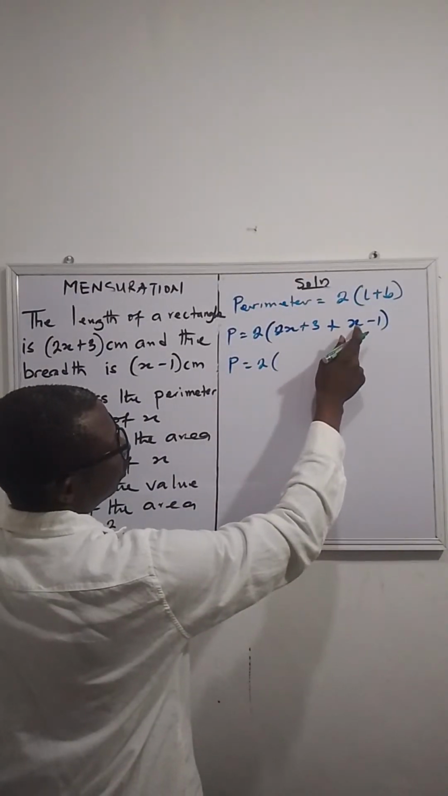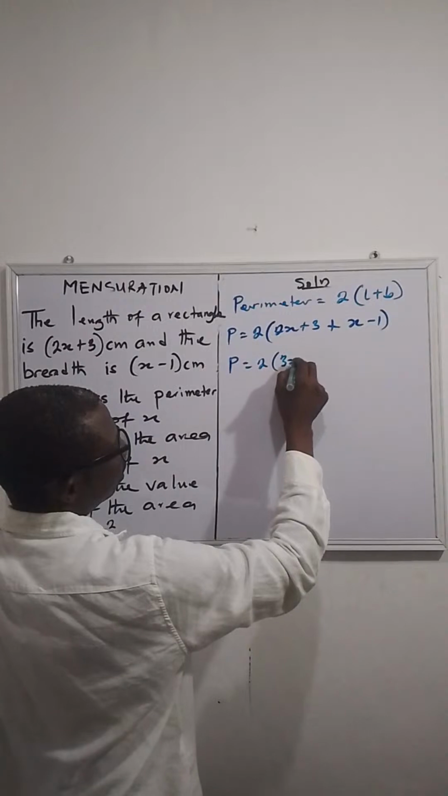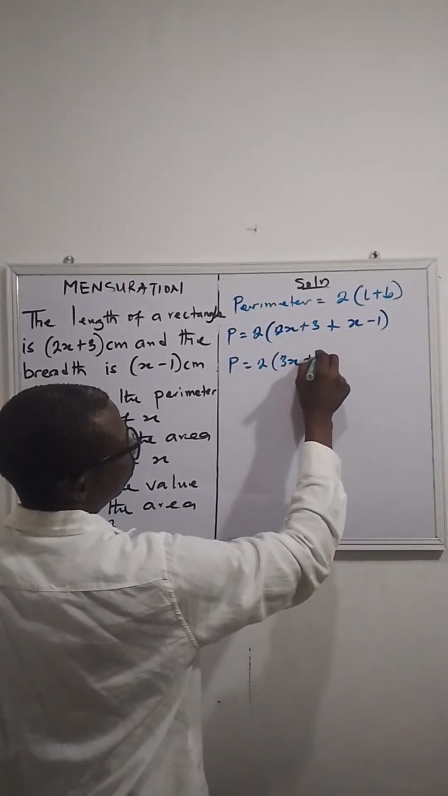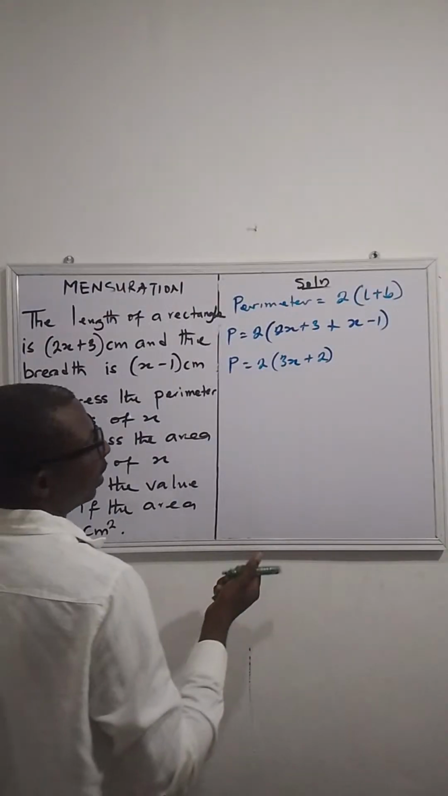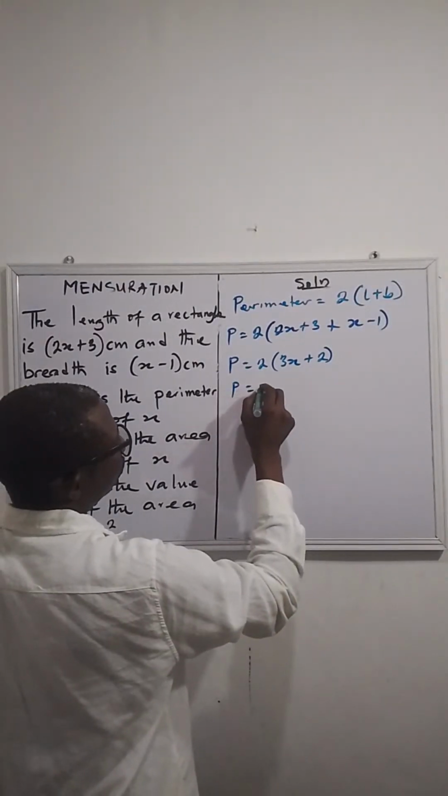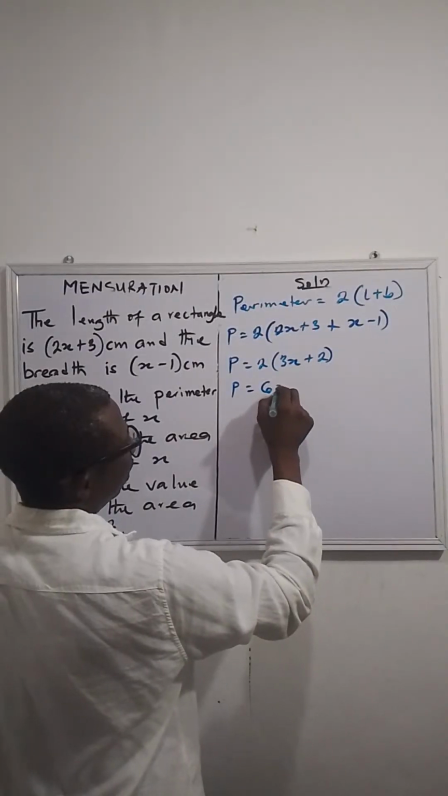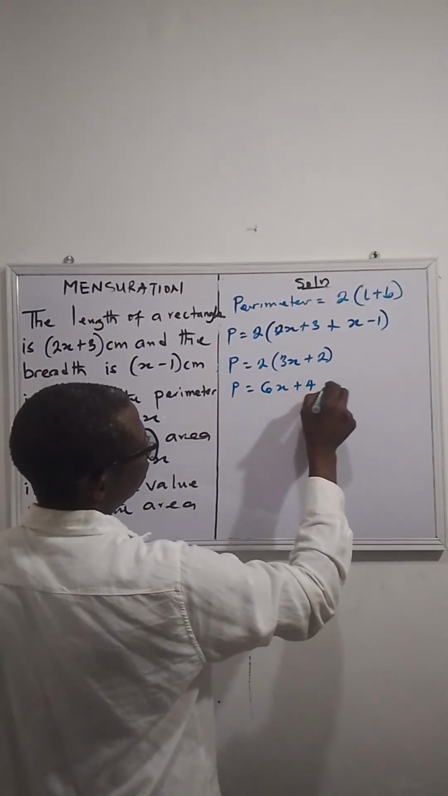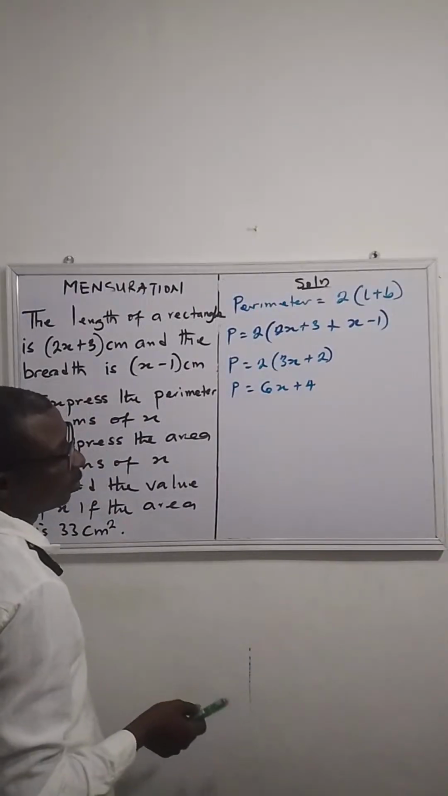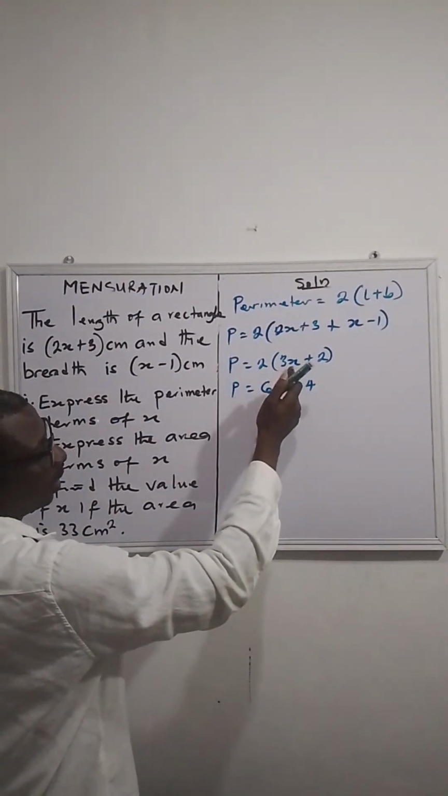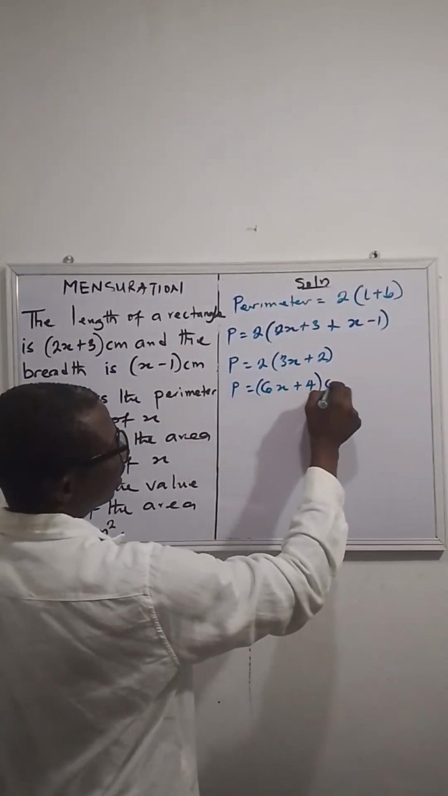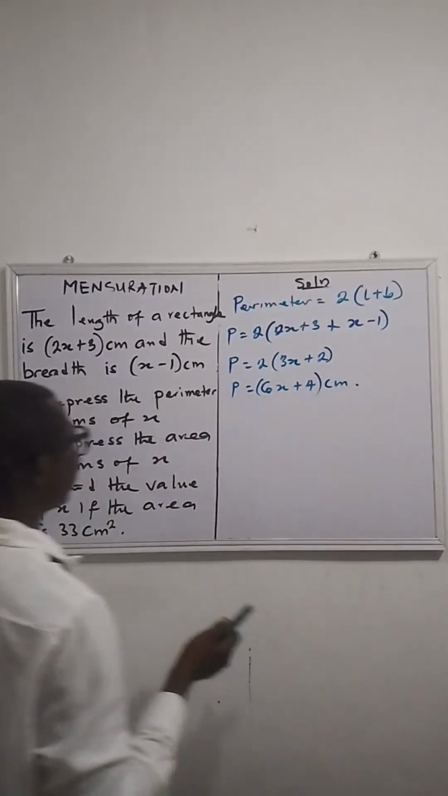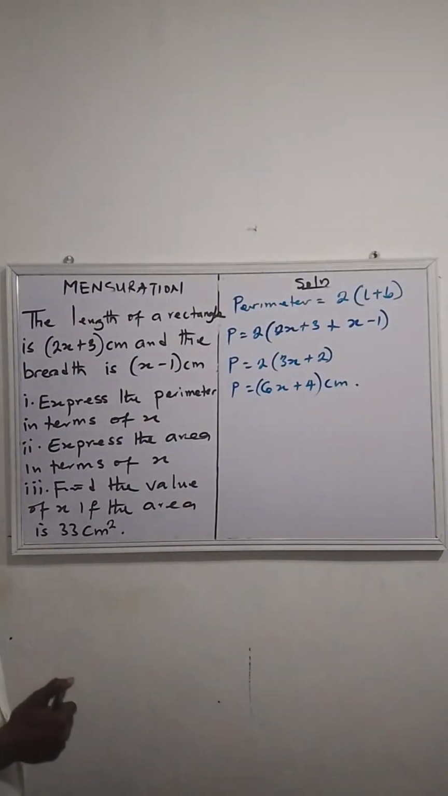Now let me join these together. I have 3x, and this and this gives you plus 2. So you can open the bracket. So we have P equals 2 times 3x plus 2, which is 6x plus 4. 2 times 3x gives 6x, 2 times 2 gives 4. Everything in centimeter. So this is going to be the answer to the first part of the question. All right, so now let's look at the second part.